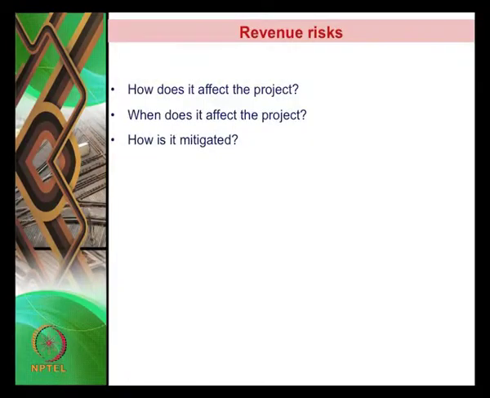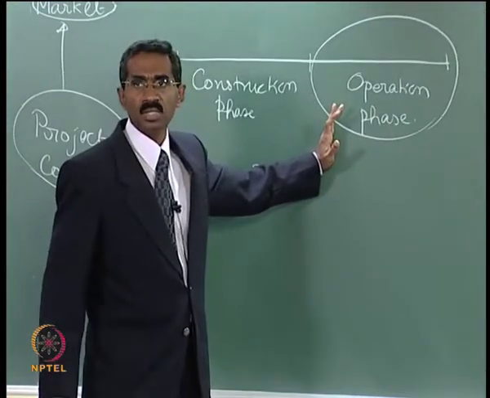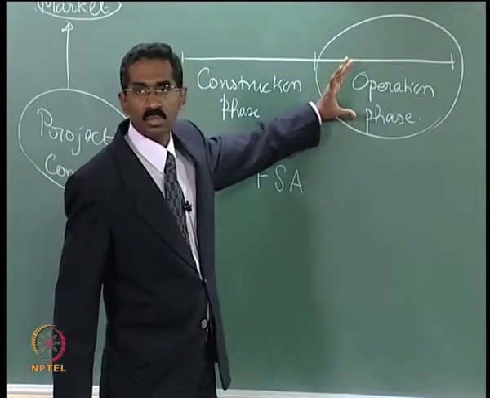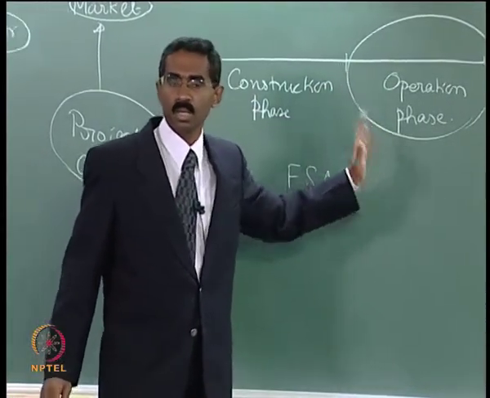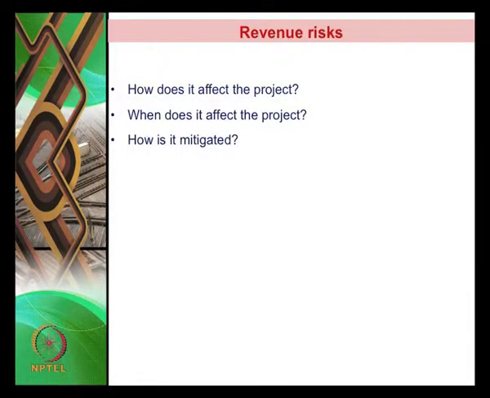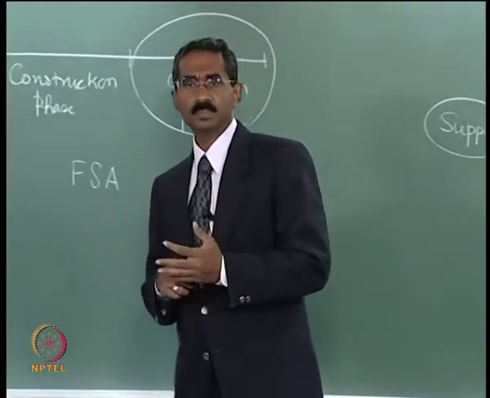When does it affect the project? In the construction phase and the operation phase, the project gets revenues only in the operation phase, so therefore it affects most during the operation phase. How is it mitigated? What kind of strategy do we use to mitigate the revenue risk? Revenue risks are mitigated by signing a project agreement.